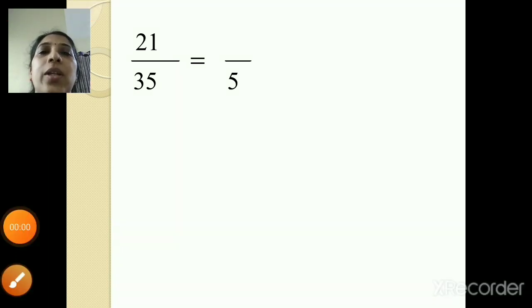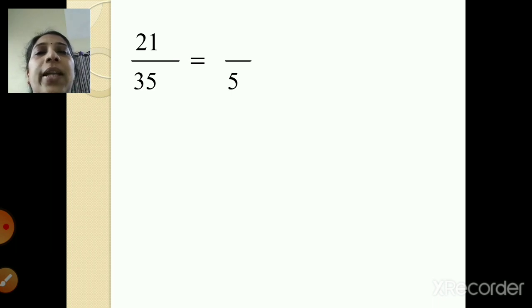So I hope, students, you have understood today's problem set question number 2 and 3. How to find out the numerator when the denominator is given, right? So in the next session we'll complete the rest of the questions which are there in the problem set 17.